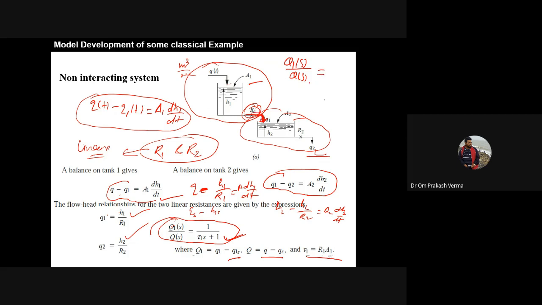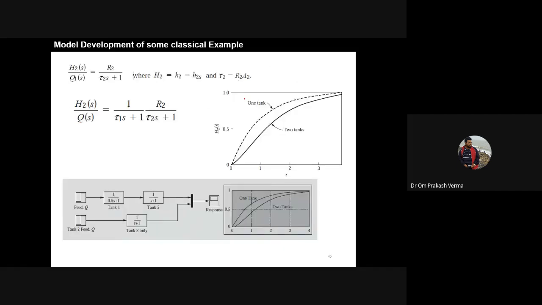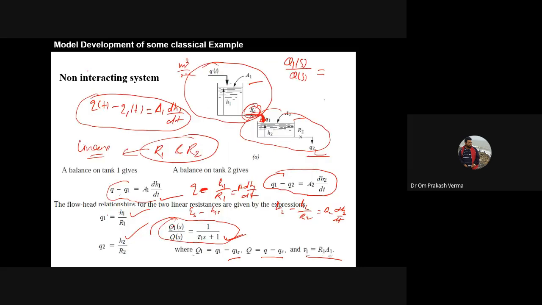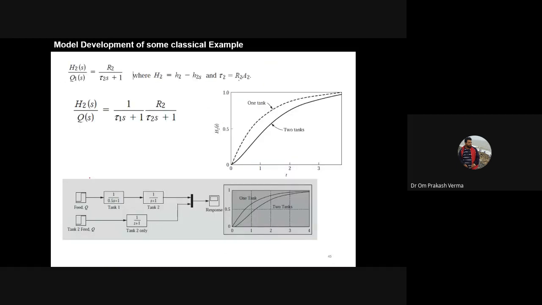The second tank has not come yet. We have considered only the first one. Now we are going to consider the second one. Similarly, you can write H2S upon Q1S. With these four equations, we can write all the equations. So H2S upon Q1S gives R2 upon tau 2 s plus 1, where tau 2 is equal to A2 R2.